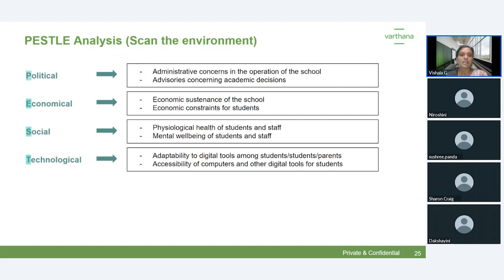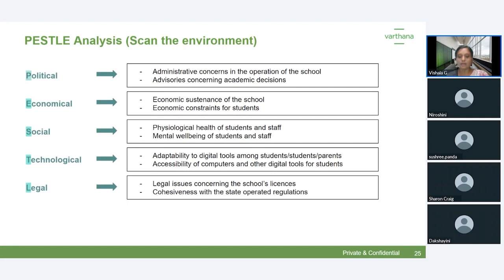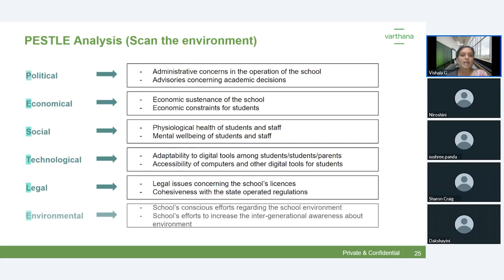Then comes the legal issues. Are all the permissions in place? Are all the licenses in place? Do I have the necessary registrations? All of this comes into legal considerations. Because only when all of these are in their rightful place, then you can start conducting your day-to-day activities smoothly. Then comes the environmental. Not just the physical environment of your school, not just the culture of your school, but is the school making enough efforts to preserve the actual natural environment?